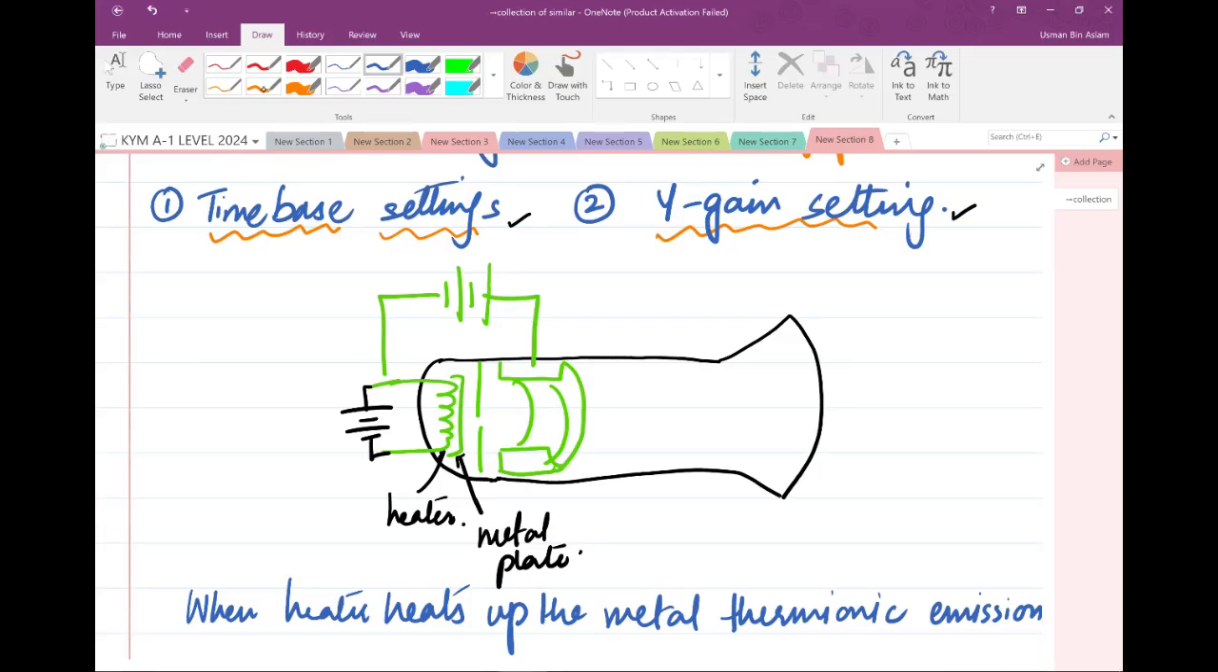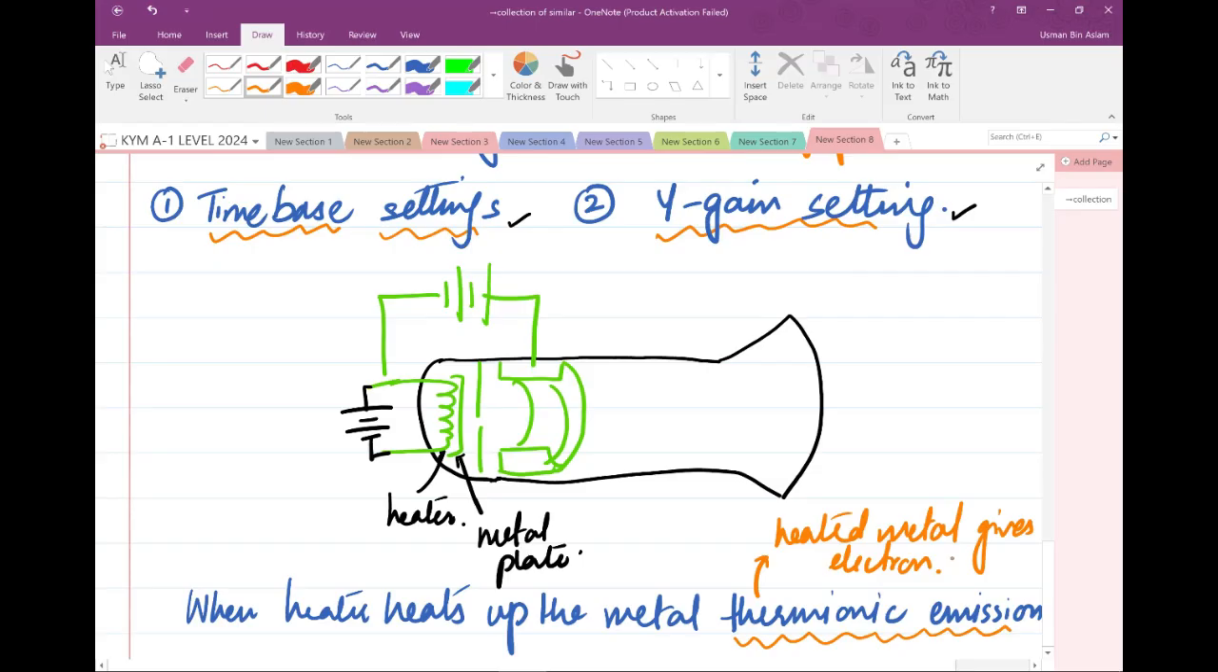Thermionic emission is a process in which a heated surface gives out electrons. I'll underline that and write: heated metal surface gives out electrons. It is a process that takes place when you heat up a metal surface. Electrons are free inside a metal. So when they absorb energy, they get excited and they're bound to come out of the metal surface. So this metal plate gives out electrons in all possible directions as a shower.